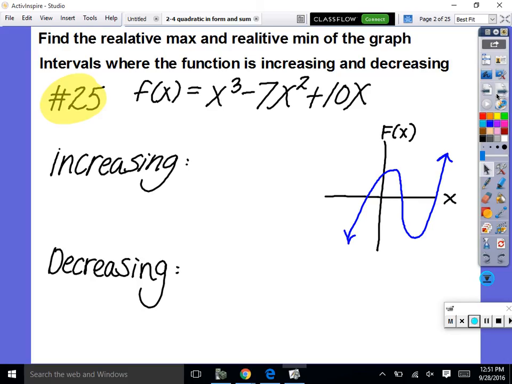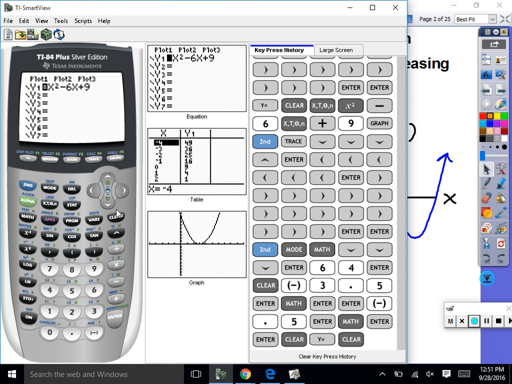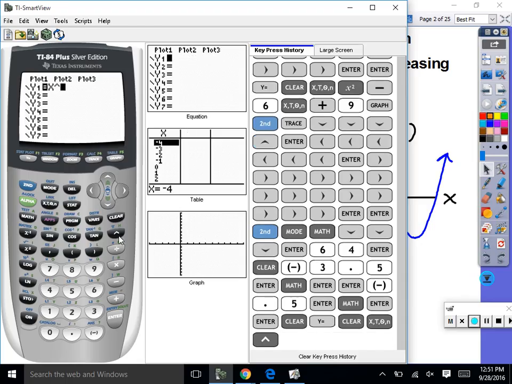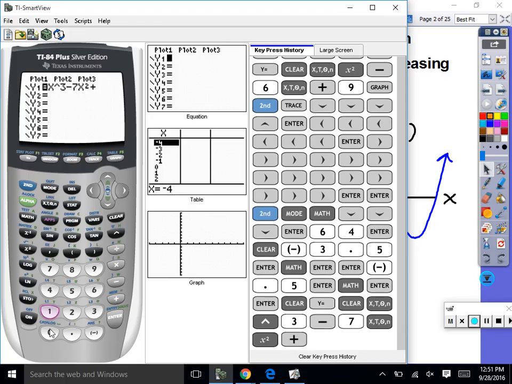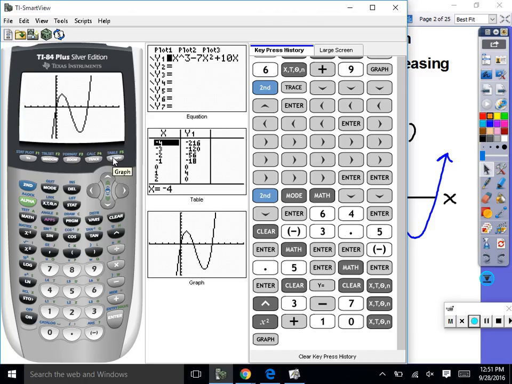And I'm going to always, for myself, draw a rough sketch on my paper so that I can know what I'm looking at here. It really helps. So if you graph number 25, everybody should be doing it, go to y equals, and type it in. So you'll type in x cubed, x raised to the third, minus 7x squared, plus 10x. And then you hit graph. Now look, I can see my graph, so I drew a rough sketch on my paper.